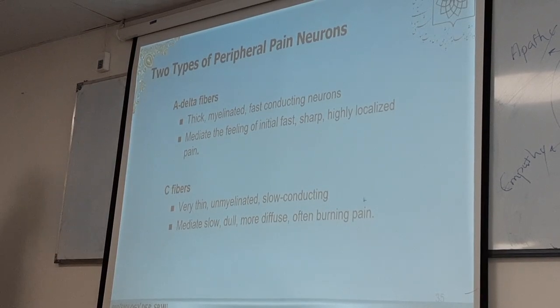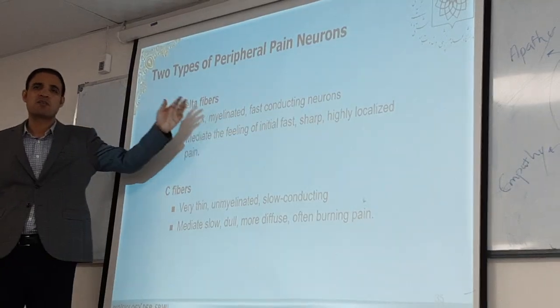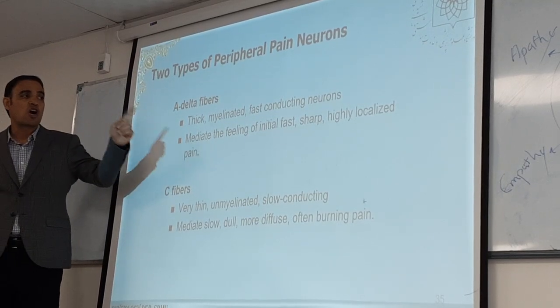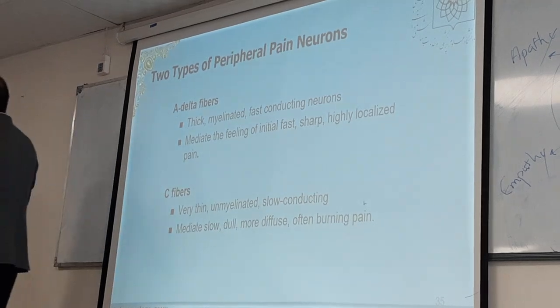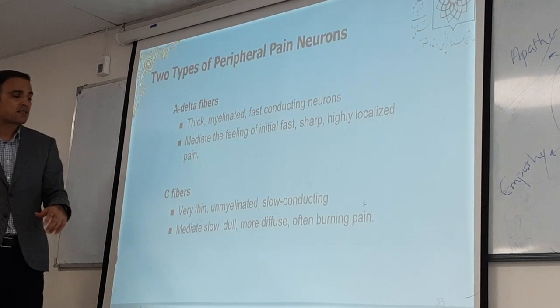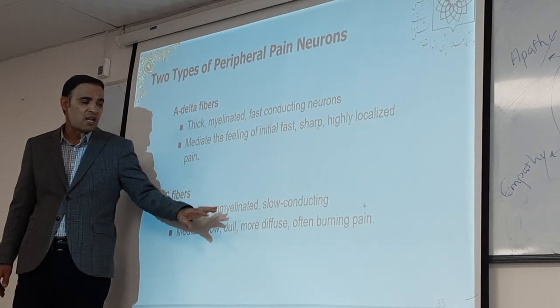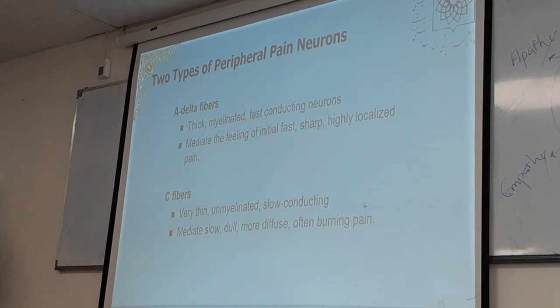I told you that A delta fibers are myelinated, fast conducting neurons. They are responsible for sharp, fast, and highly localized pain. But C fibers are very thin, unmyelinated. They are slow conducting and mediate a slower and more diffuse type of pain.